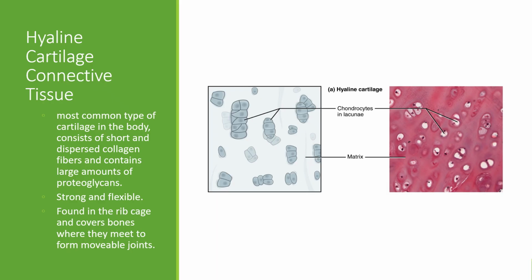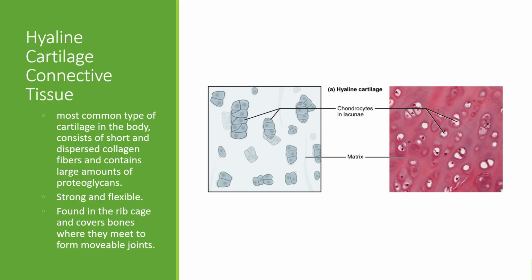So let's look at hyaline cartilage connective tissue first. This is the most common type of cartilage in the body. It has short and dispersed collagen fibers and large amounts of proteoglycans. It's strong and flexible. It's found in the rib cage. It covers the bones. There are lots and lots of places, at joints, where you'll find cartilage tissue.